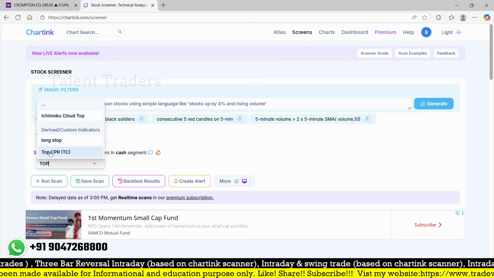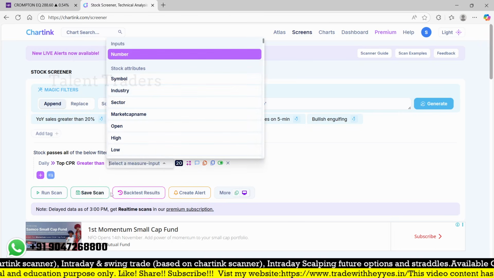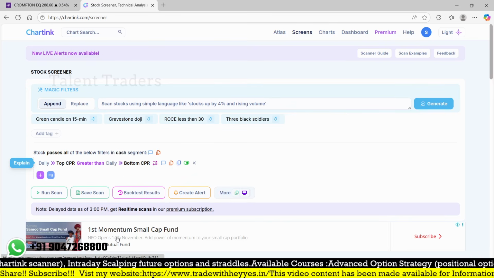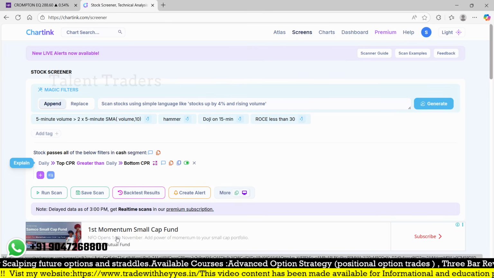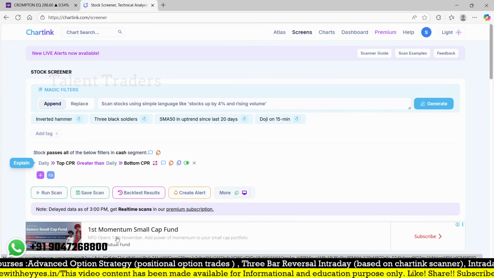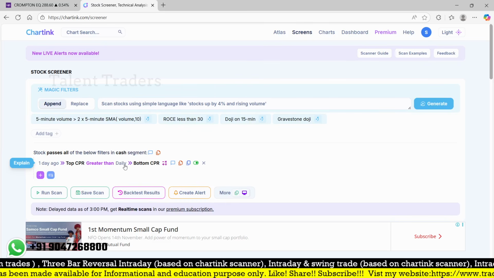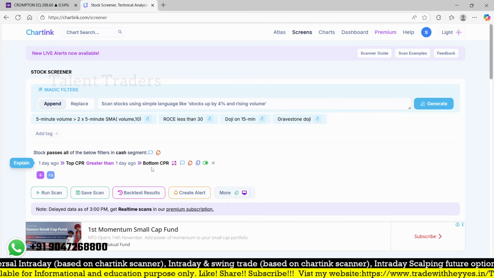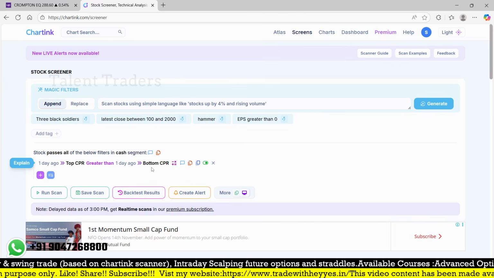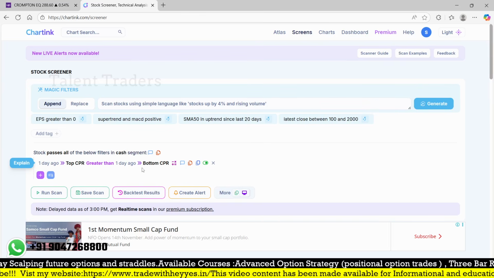Top CPR, that is the TC. Daily top TC must be greater than the pivot or the bottom. This will filter. But if you use daily, because the pivot calculation is based on the previous day's value, it will fetch tomorrow's stocks. If you want to backtest which stocks are valid today, I use 1 day ago. This means yesterday's values are calculated and we find today's stocks. If you use daily, it will find the stocks one day before. This is the main condition most of my scanners have.